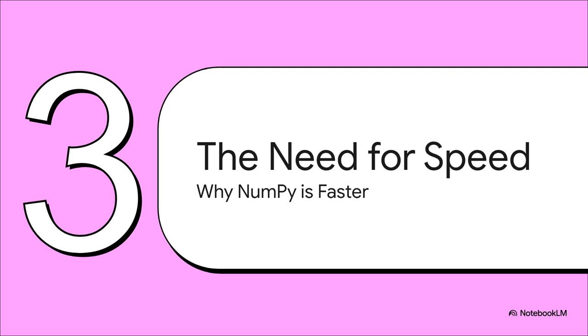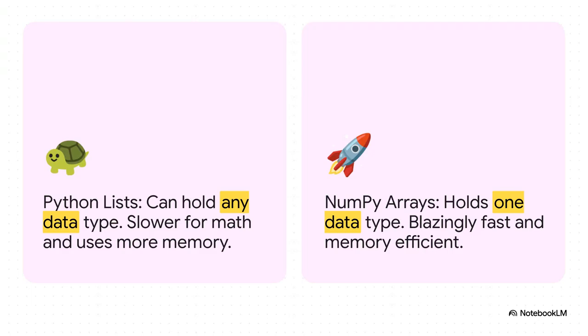Okay, so I keep saying speed, fast, lightning speed. Let's actually dig into why NumPy is so much faster and more efficient than a plain old Python list. This slide really says it all. It's all about a trade-off. Python lists are super flexible. You can toss any kind of data in there. But NumPy arrays, they're strict. Every single element has to be the same data type, like an integer or a float. And you know what? That constraint is its superpower.